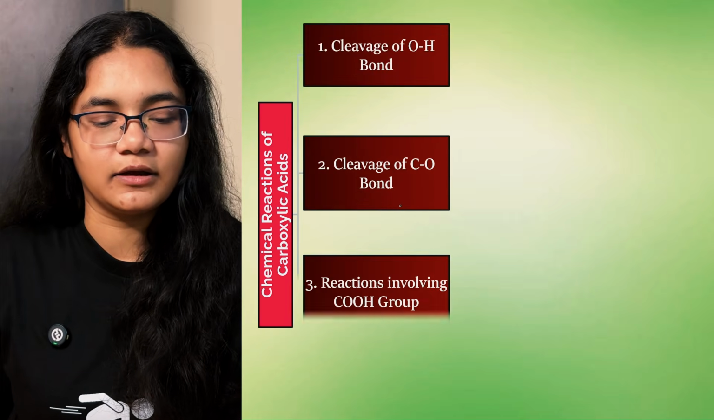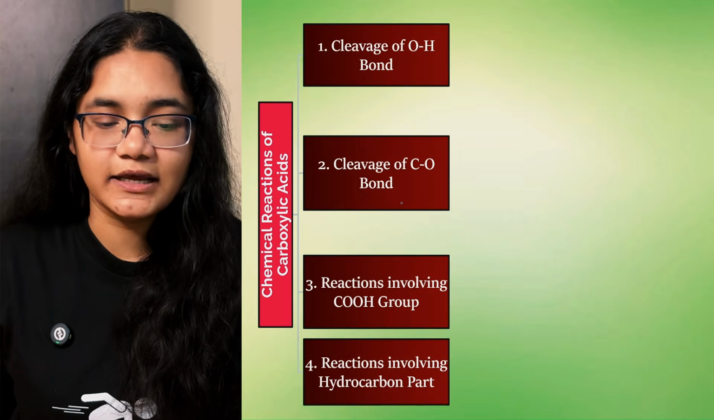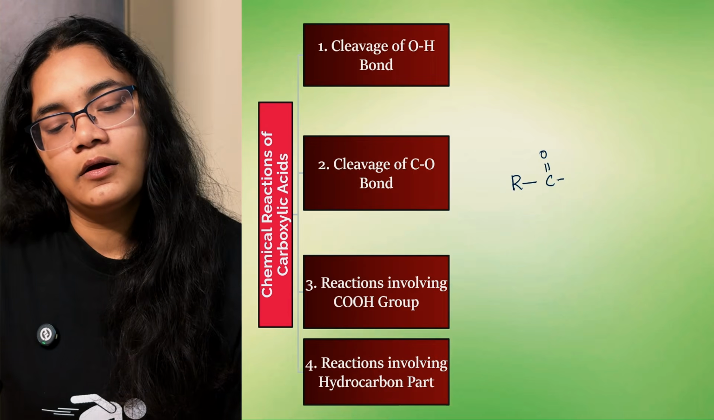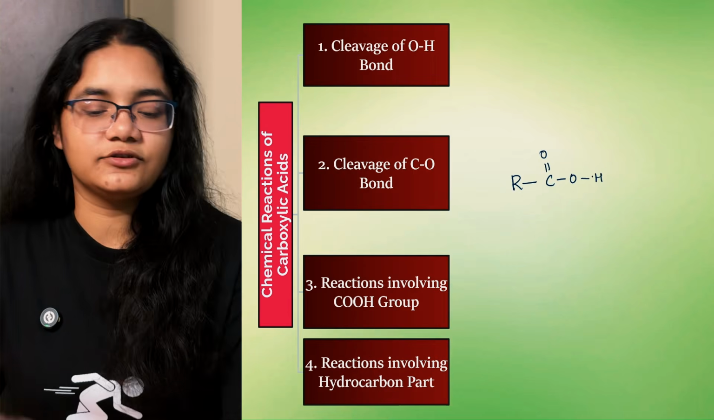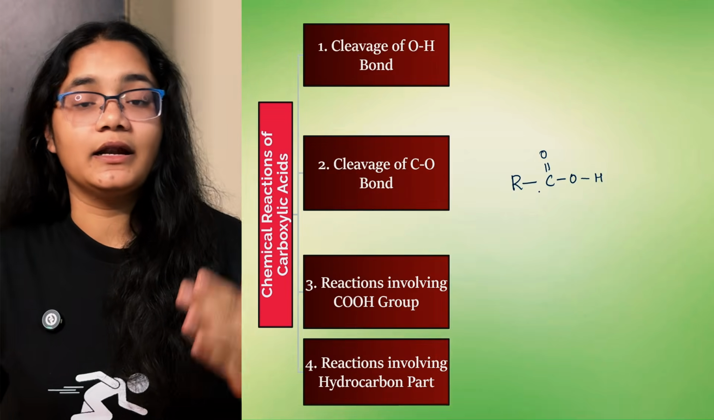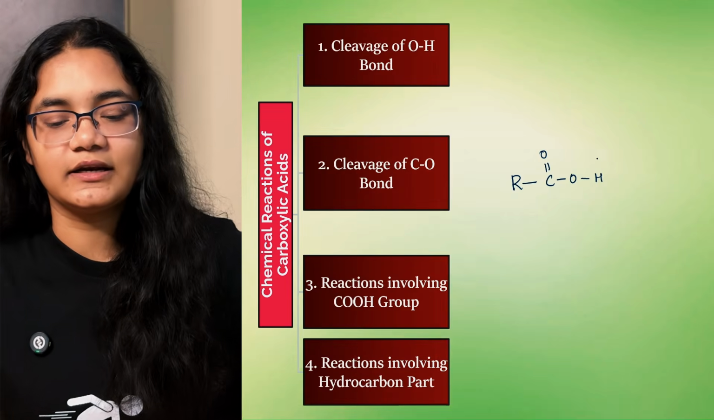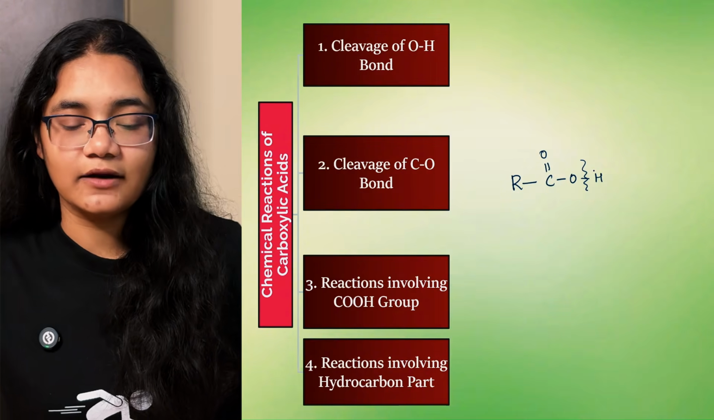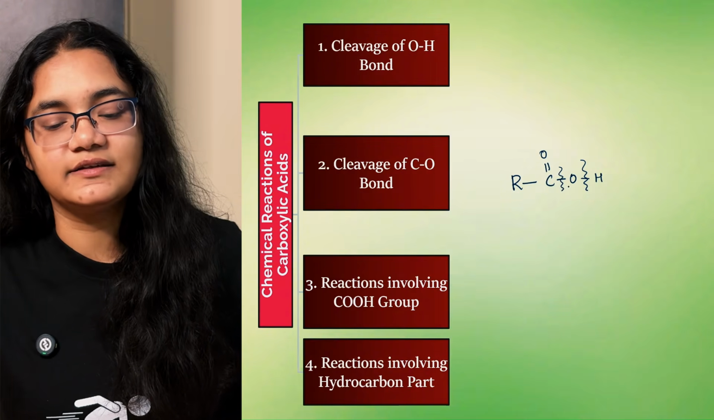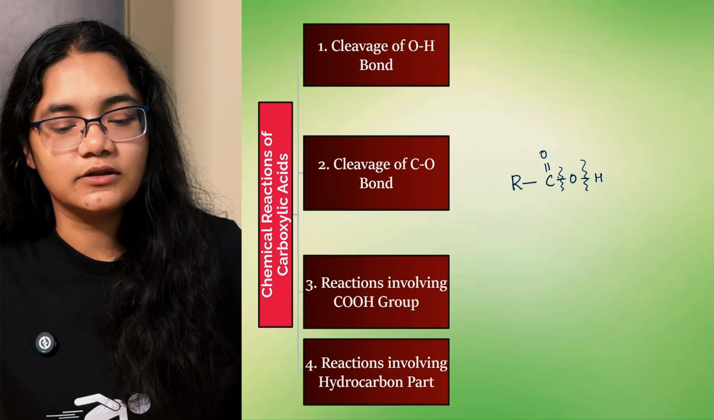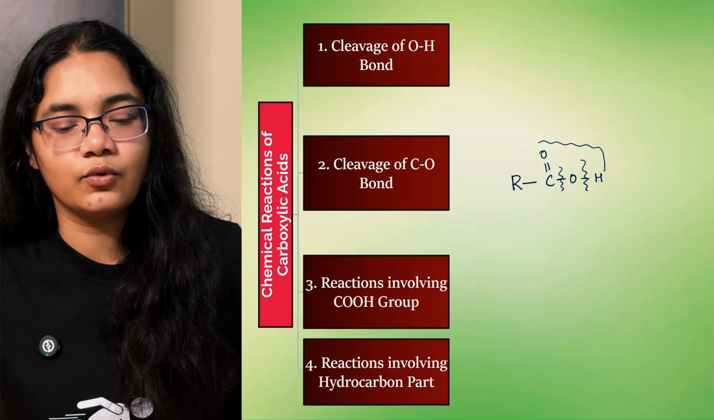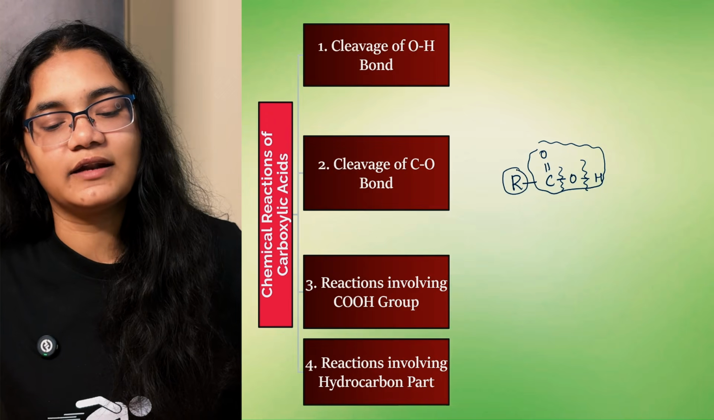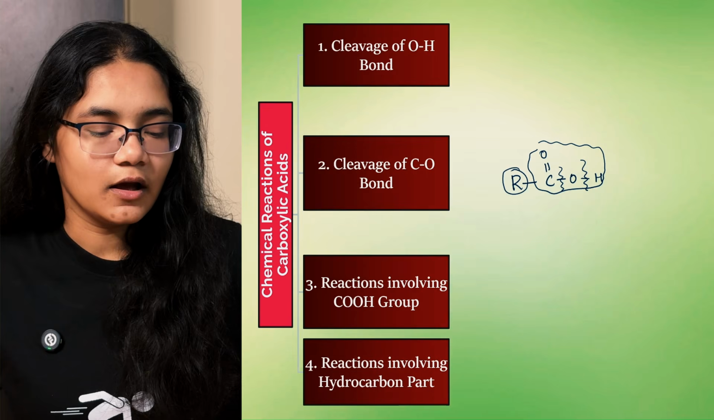Now we will see the chemical reactions of carboxylic acid. So just imagine a carboxylic acid like this, right? Here the reactions of carboxylic acid can be divided into 4 parts. The first one is the reactions where there is cleavage of the OH bond. The second one is the reactions where the CO bond is breaking. The third one is the reactions where the whole COOH group is involved. And the fourth one is the reactions where the R group is involved.